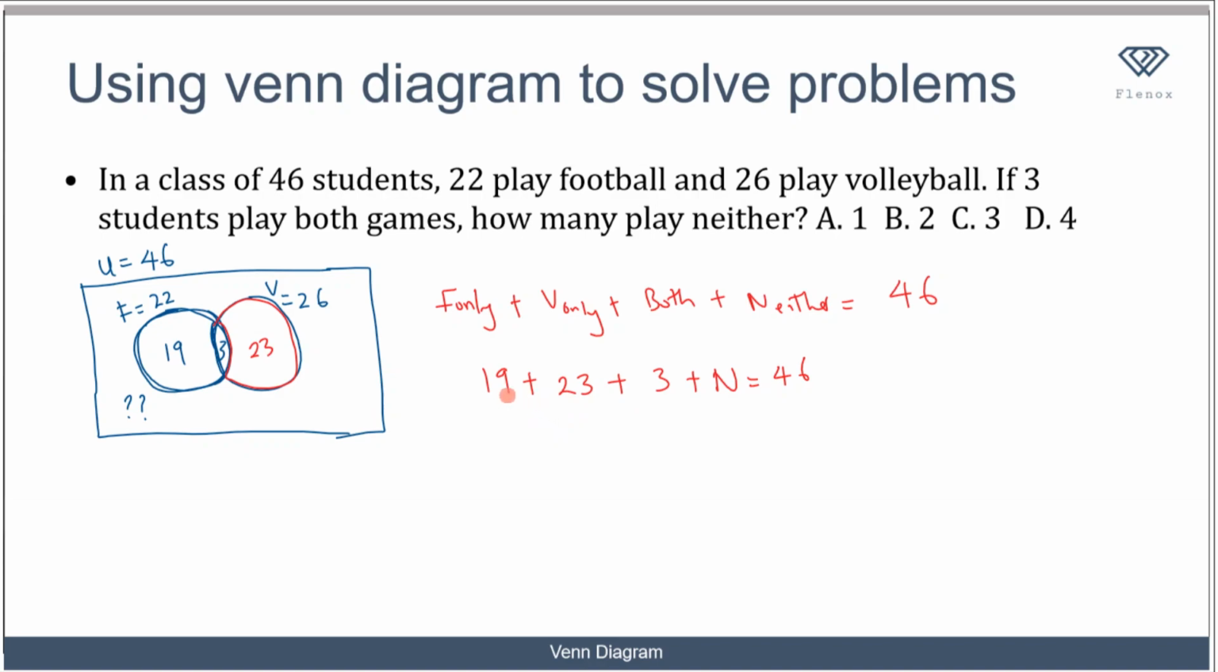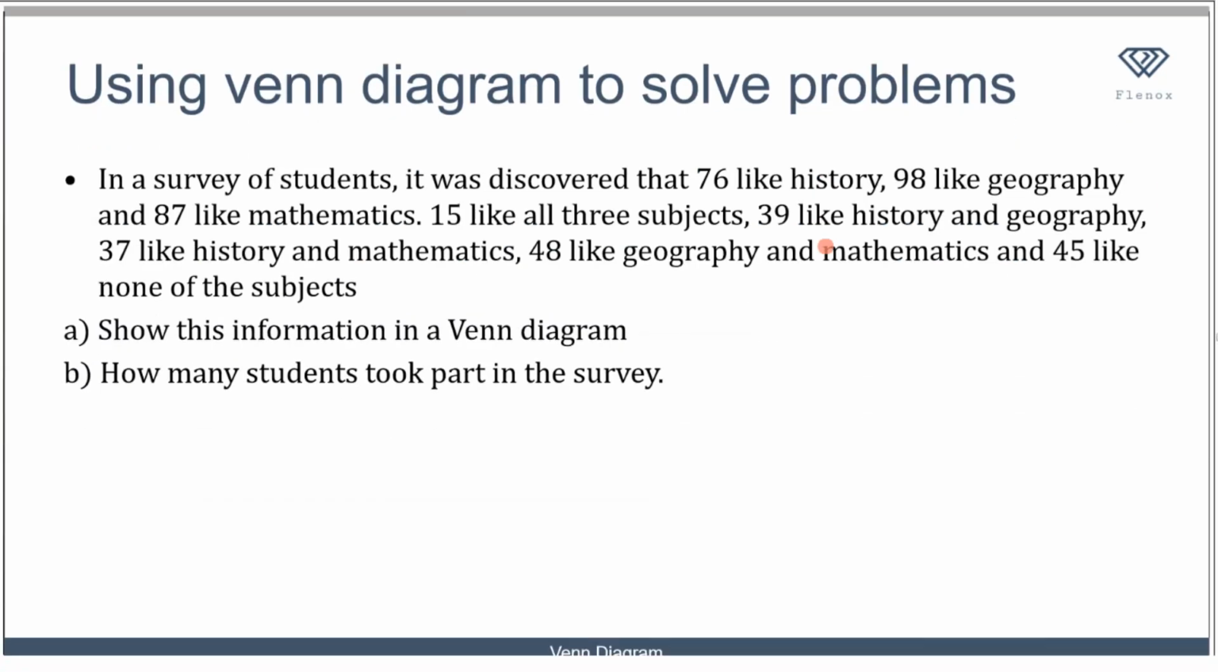So 19 plus 23 plus 3 gives me 45. Then plus n is equal to 46. So I know that my n will be equal to 46 minus 45, and that is equal to 1. So the number of students that don't participate in any sport is 1, which is A. Now let's move on to another example.